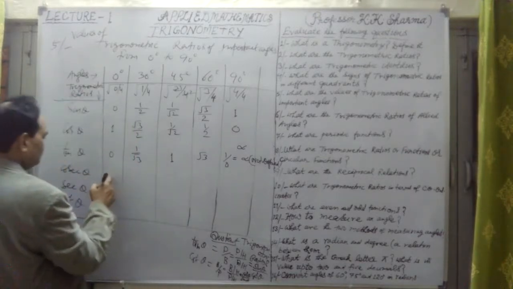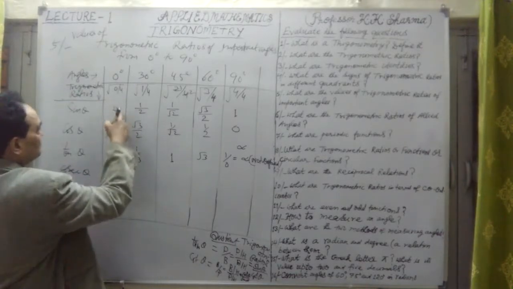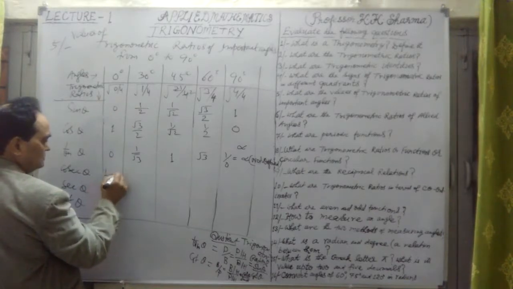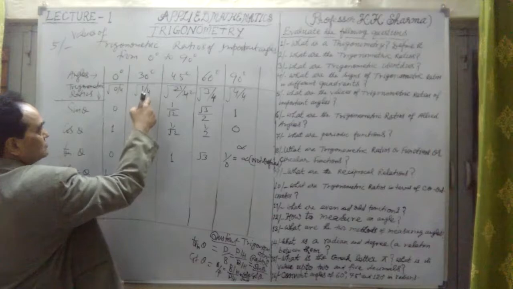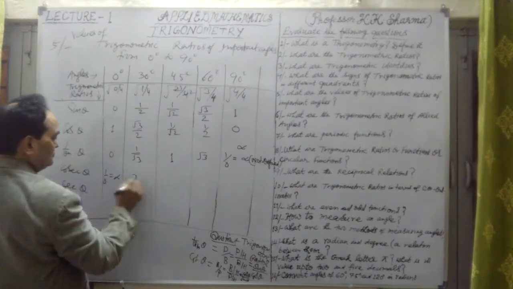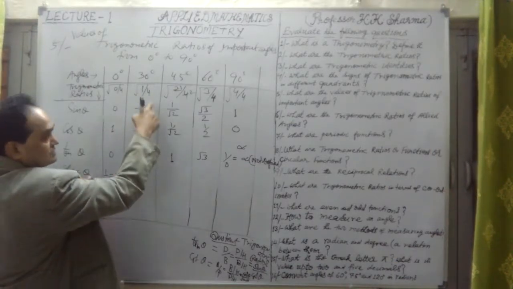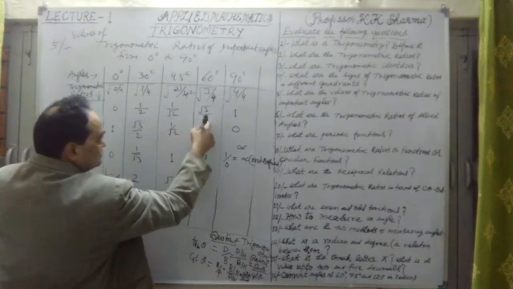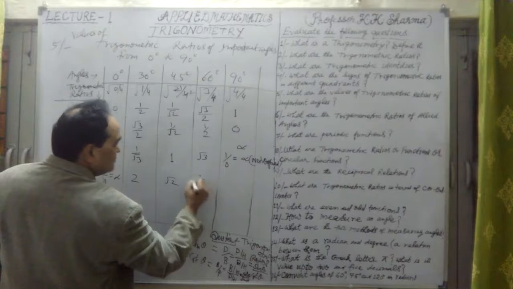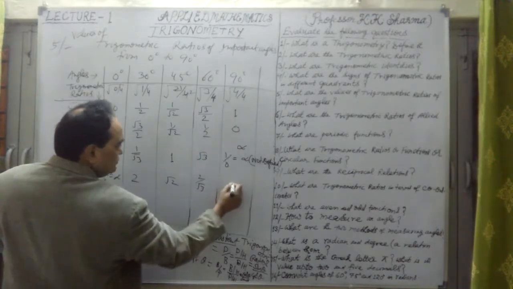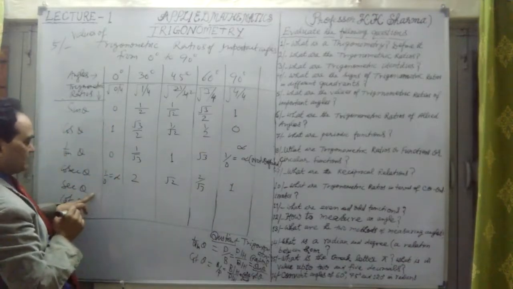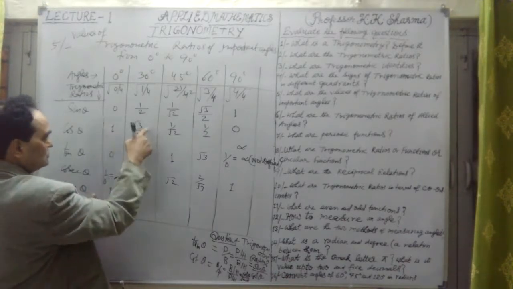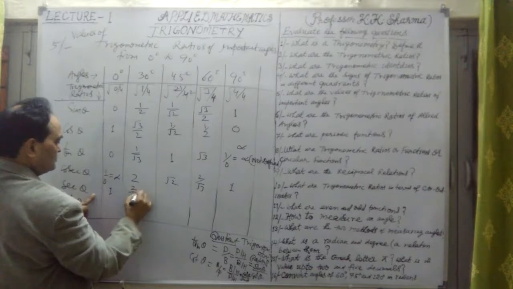Now cosec is 1 upon sine. 1 upon 0 is not defined, this is infinity again. And 1 upon 1/2 is 2 only. Cosec is 1 upon sine, this is root 2 only. For 30 degree, this is 2. And this 1 upon 1 is 1 only. Similarly, sec theta is the reverse of cos, so this is 1 here, 1 upon 1, 2 by root 3, this is 2 by root 3.